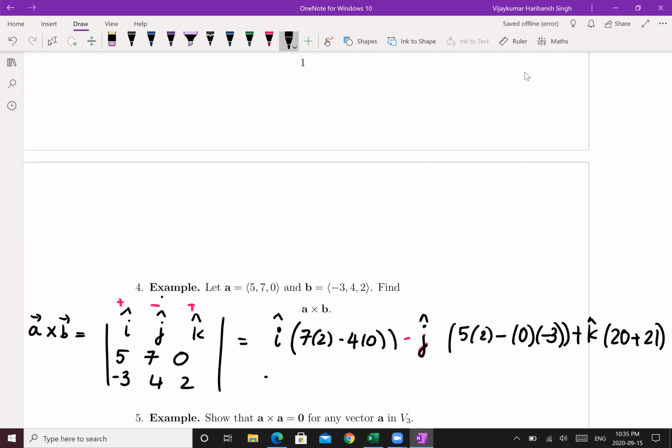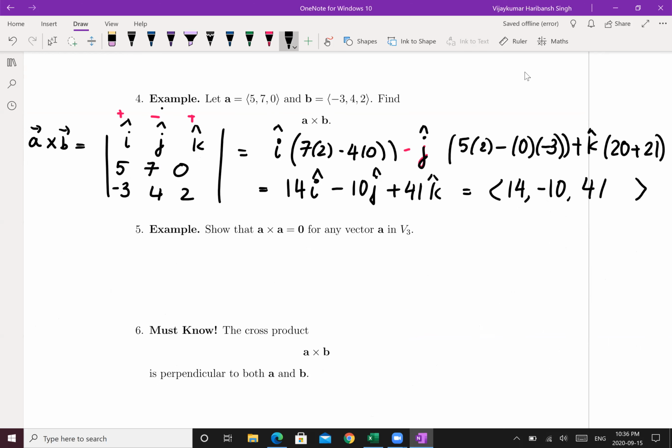And when we write it down, we get 14i. Generally, it's customary to write i after the coefficient, minus 10j plus 41k. And if you want to write it in the other format, it's going to be 14, minus 10, 41. So this is the cross product of these two vectors.